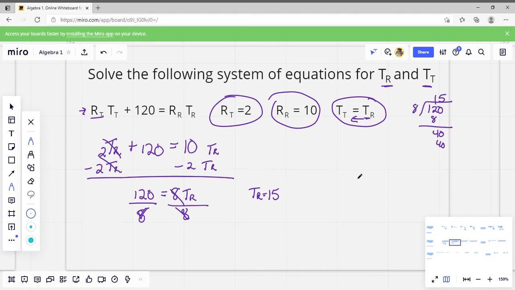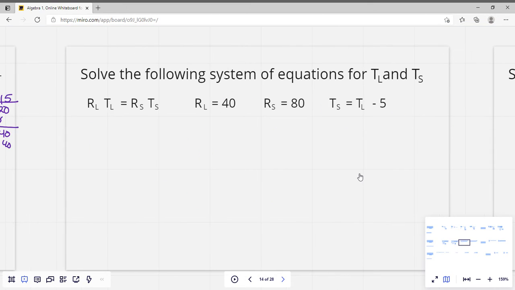That's not it though. I need to find TR and TT. So to find that, I can just look in one of these equations. Oh, TR and TT are equal to each other. So that would also be 15. So there's the answer to that one. Not super hard. You're just substituting in your values.